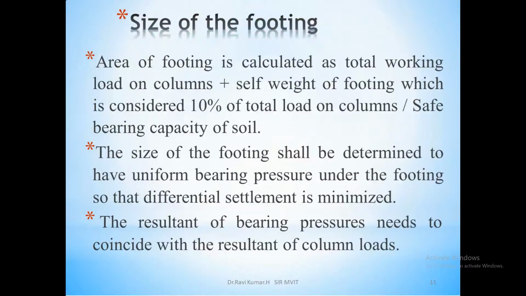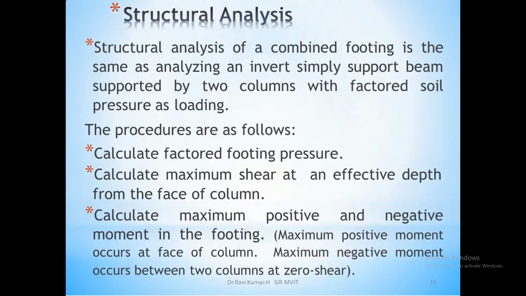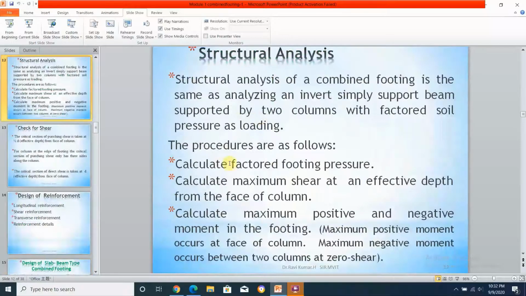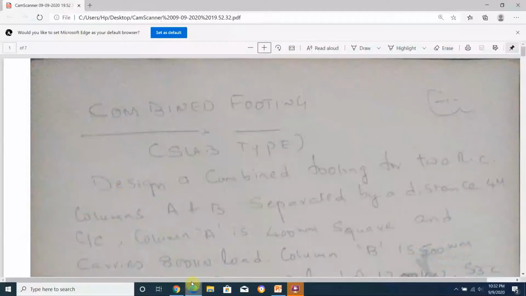To find the size of the footing, in the fifth semester we understood that the total load acting on the footing divided by the safe bearing capacity of the soil gives us the area of the footing. Also, instead of one column, we take the total load on the columns plus the self weight of the footing, which is considered as 10% of the total load of the columns, divided by the safe bearing capacity of the soil. With that, we do the structural analysis for the shear force and bending moment diagram. Now we shall understand a numerical problem.